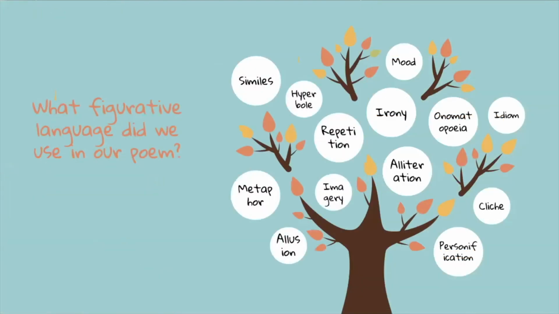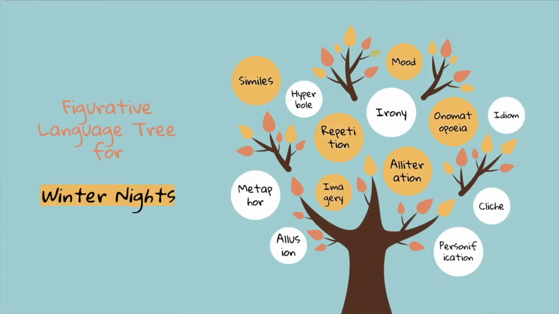Now that we have gone through that example together, what figurative language do we use in our poem from our figurative language tree that was presented at the beginning of this PowerPoint? Well, we went through a lot of them. We had similes, repetition, imagery, alliteration, onomatopoeia, and mood. There are lots of elements that we can use to help develop our theme.